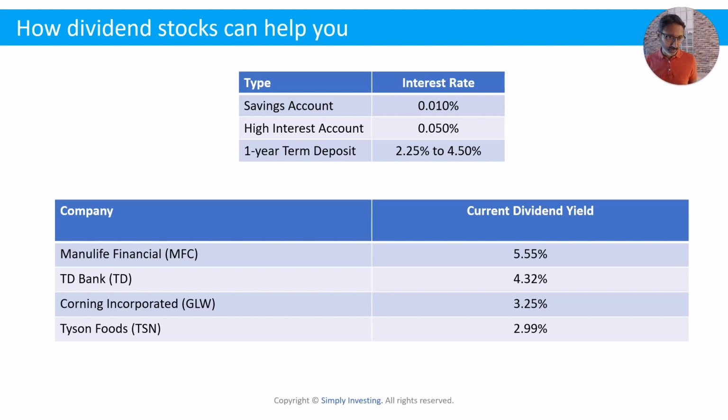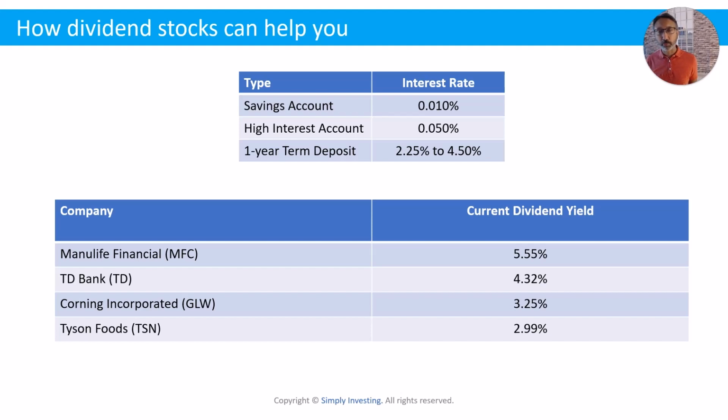So just as an example, these are just 4 companies I've picked off to show you the current dividend yield. You can see that for these 4 companies, the dividend yield is certainly higher than what you would get in a savings account, in a high interest account, in a 1-year term deposit, or even in some bonds, right? So the dividend yield is pretty good, higher than what you can get elsewhere.